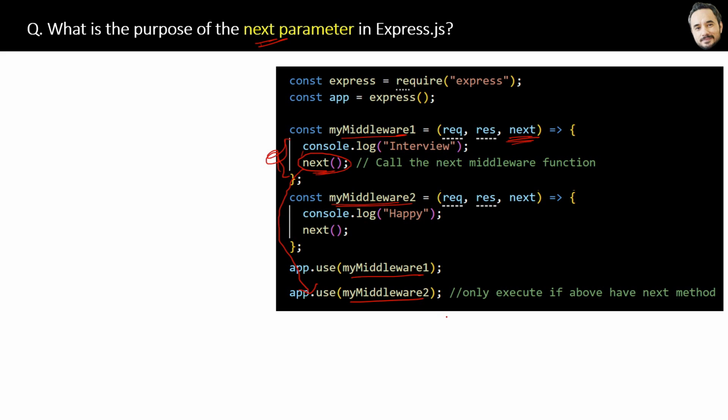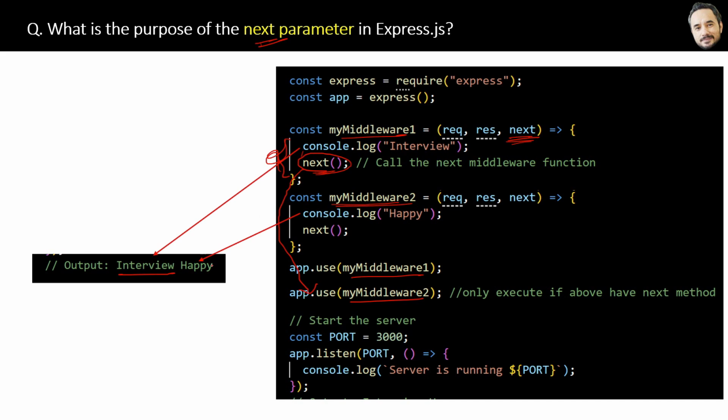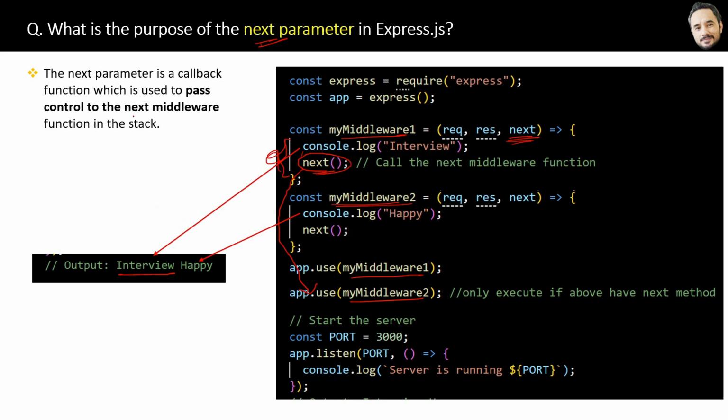So then we will of course start the server, and finally we will get the output like this. Here you can see "interview" from the first middleware and "happy" from the second middleware. And that is the explanation. Here I have also written the answer and the simplest definition of the next callback function. The next parameter is a callback function which is used to pass control to the next middleware function in the stack.